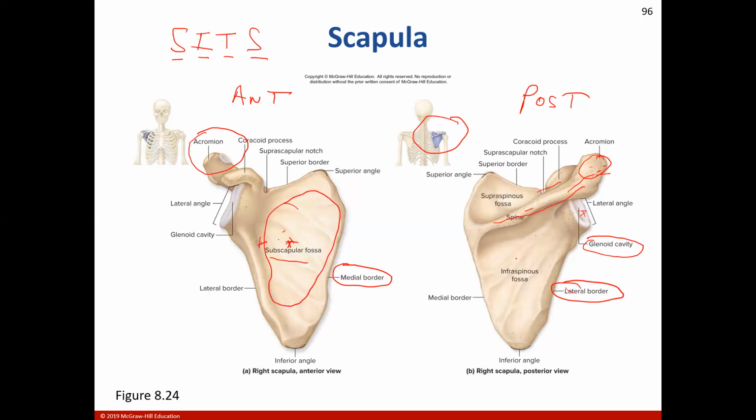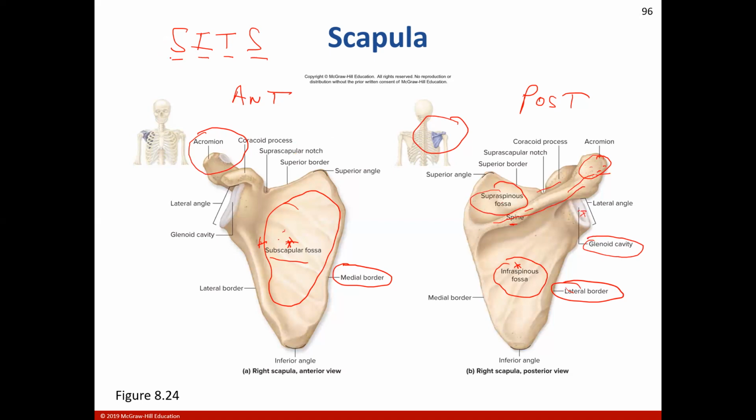Posterior, you have now infra. Infra means below. So this means below the spinous, below the spine of the scapula. So it's the infraspinous fossa. And above it, you have the supraspinous fossa. So these are all important. So it matches up, right?